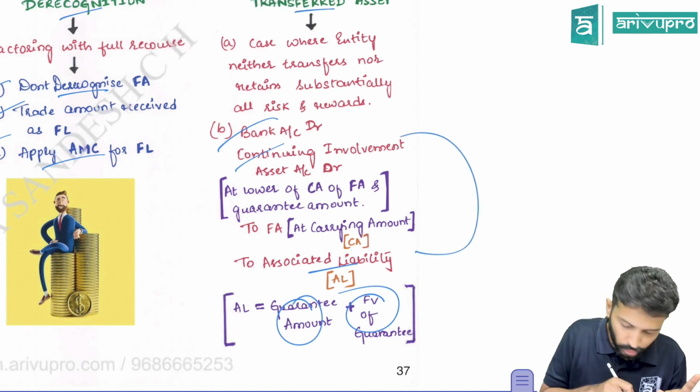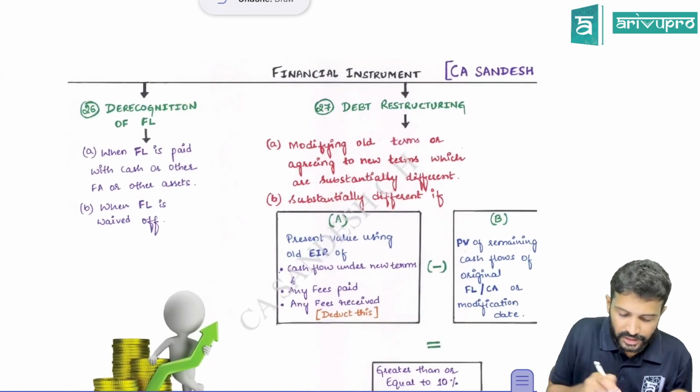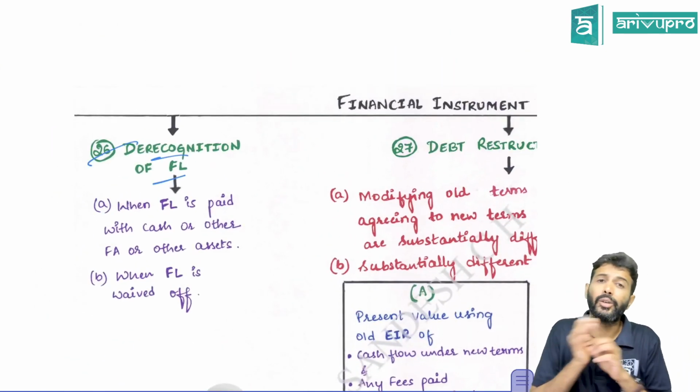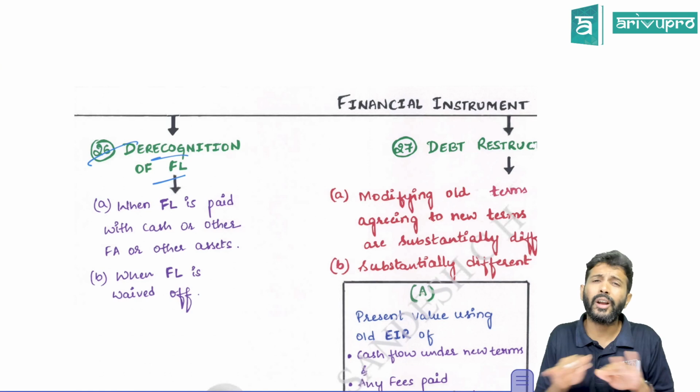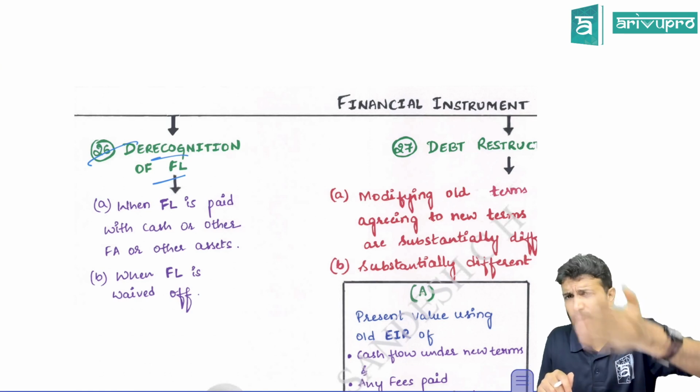Fine. These two will be shown at the same value. Okay. All right. Next is derecognition of financial liability. When can you derecognize financial liability? When the obligation is satisfied. Financial liability means we have an obligation to pay.